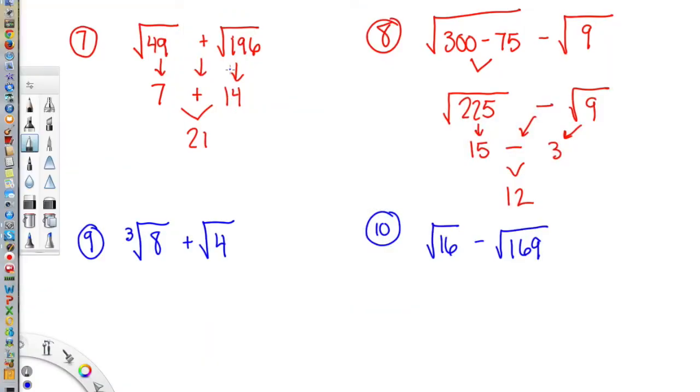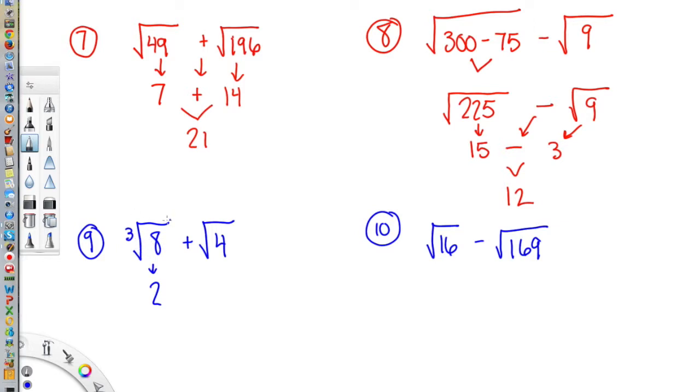Boys and girls, we have two more expressions to simplify. Number 9 says, what is the cube root of 8 plus the square root of 4? Okay, we have to do our radicals first, and we just read left to right. Our first radical is the cube root of 8, and that is 2. Okay, we bring it down.